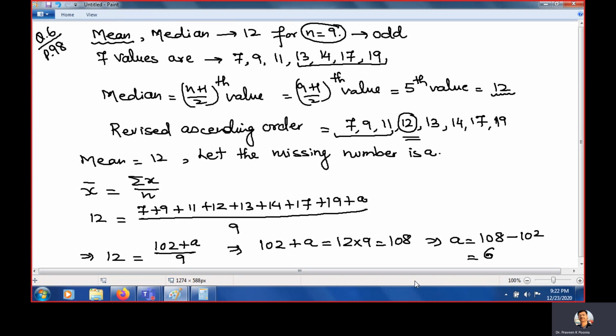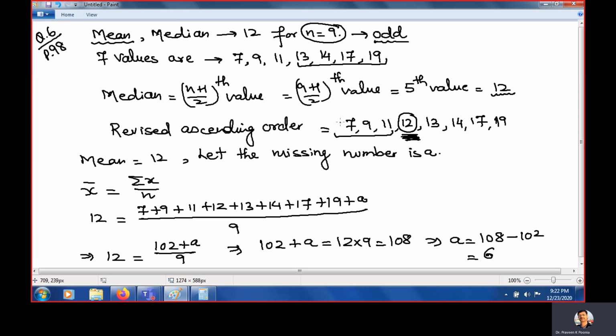So we need to find the two numbers because the median always exists in the data. The median is a data value if n is odd. If n is even, maybe the median is not available in the data. But if n is odd, definitely the median is from the data points. That's why we include the number 12 here. Understand? Median is included now. I told you this is the fifth number, so we fixed it at fifth place.